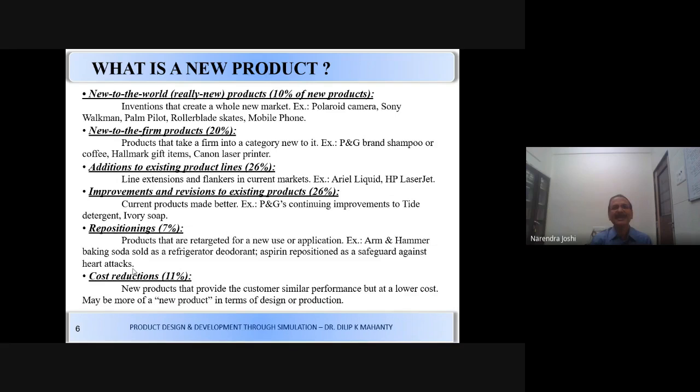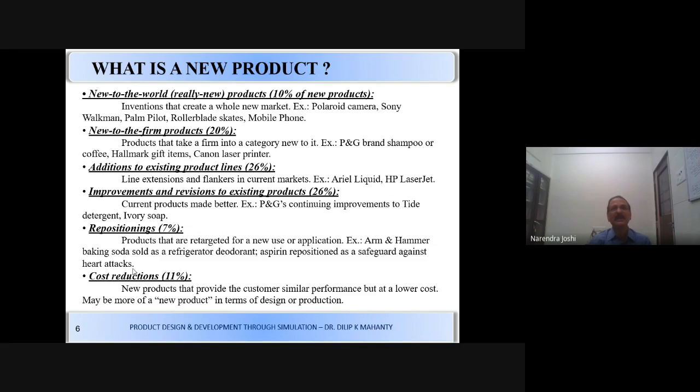Which is basically that take a firm into a new category. Third is additions to existing product lines, at 26%, which is already there, we are just adding some things like aerial liquid soap. Improvements and revisions to existing products: current products are being made better. And different exports 26%: repositioning the product for targeting new applications to the user.